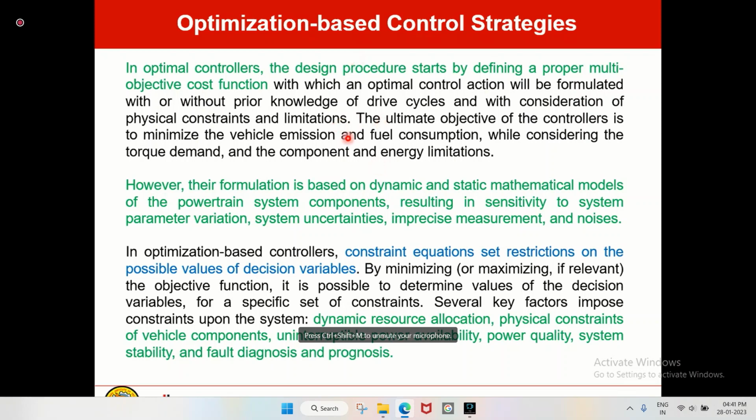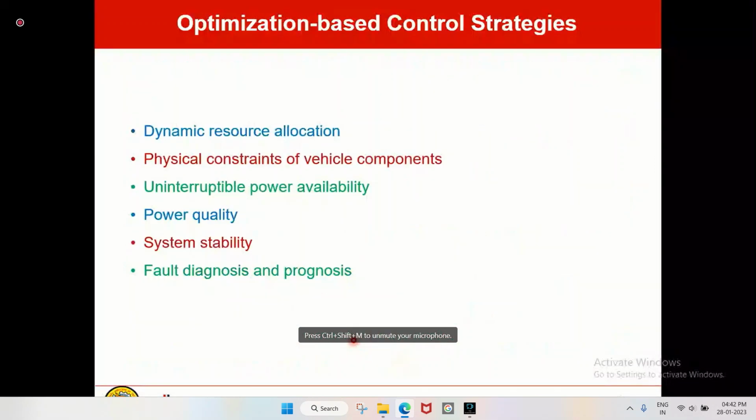So what I want to optimize is the performance of hybrid electric vehicle in terms of power and energy management, right? So what I want to do is lower the emission levels and fuel consumption, but it should not come at the cost of power and torque. I want to ensure that the adequate amount of power and torque is made available to the driver, right? And then all the components are utilized to their best efficiency levels. And then there are some constraints as well, as has been mentioned here in the last part of this slide. So these could be dynamic resource allocation, or physical constraints, or uninterruptible power availability, and so on, that we have just talked about, right?